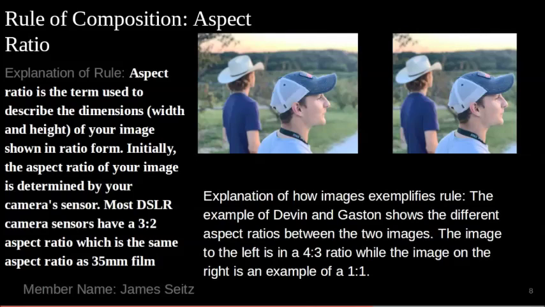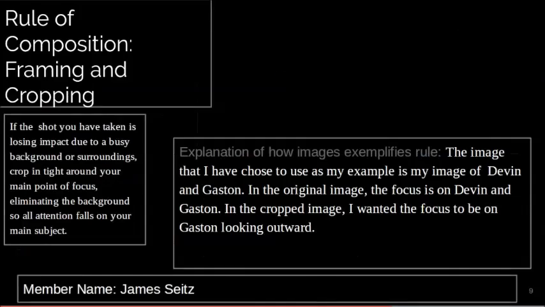The example of Devin and Gaston shows the different aspect ratios between the two images. The image to the left is in a 4:3 ratio, while the image on the right is a 1:1.